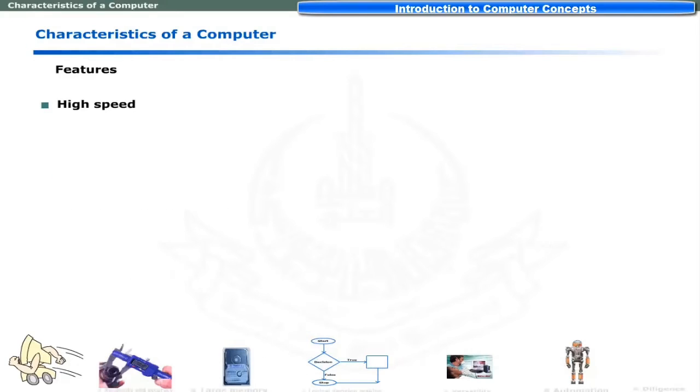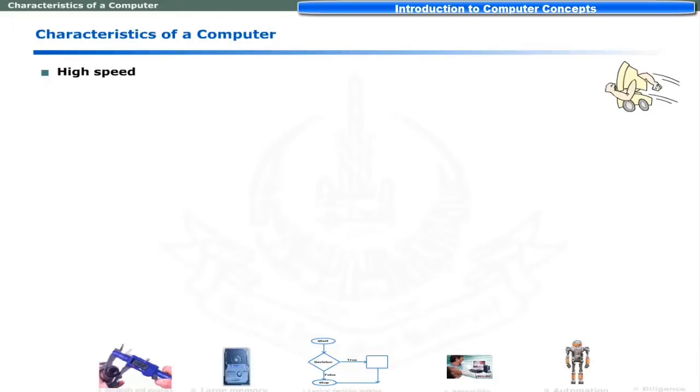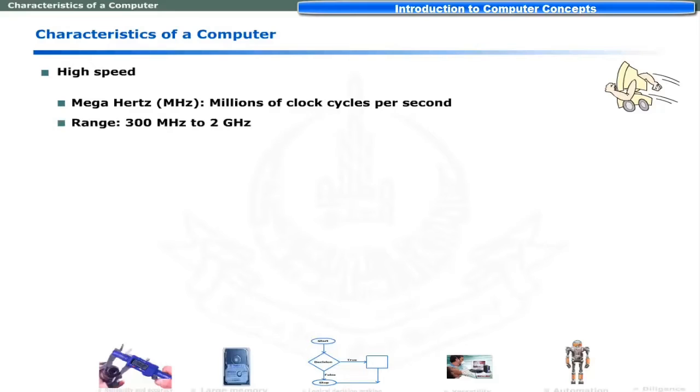First feature of computer is its speed. The speed of personal computer is measured in terms of megahertz. That is millions of clock cycles generated by microprocessor clock in 1 second. Most modern microcomputers are rated from 300 megahertz to 2 gigahertz. A typical 800 megahertz computer takes a very small fraction of a second to complete 1 cycle.